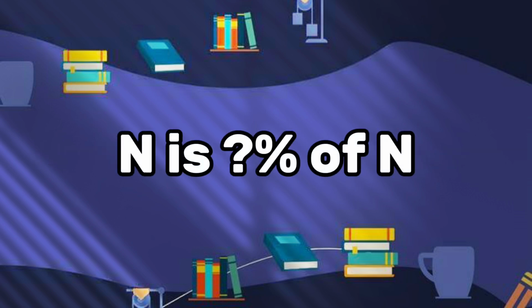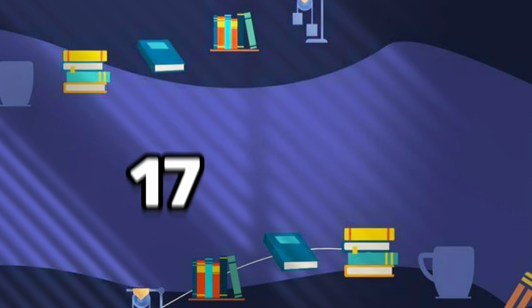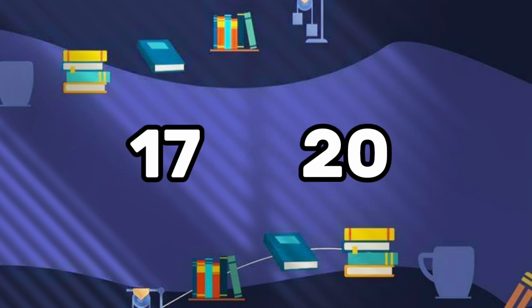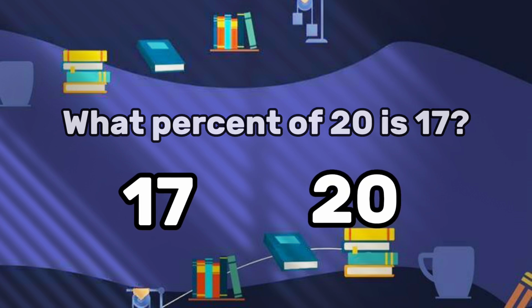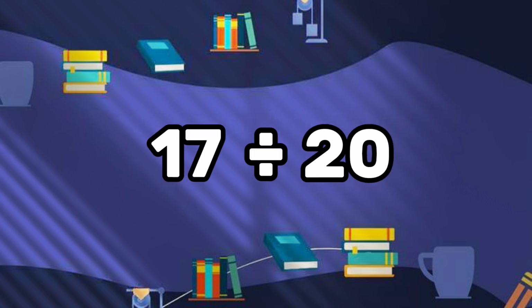Wait, what if we want to determine what percentage a number is to another number? Let's use 17 and 20 for this. Now, the question we have to answer is what percent of 20 is 17? Firstly, we have to divide 17 by 20. You basically have to divide the smaller number by the bigger number, which is the whole.